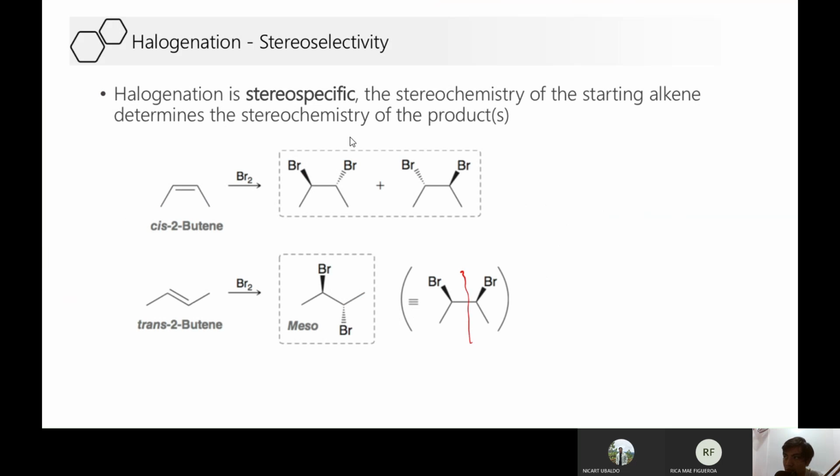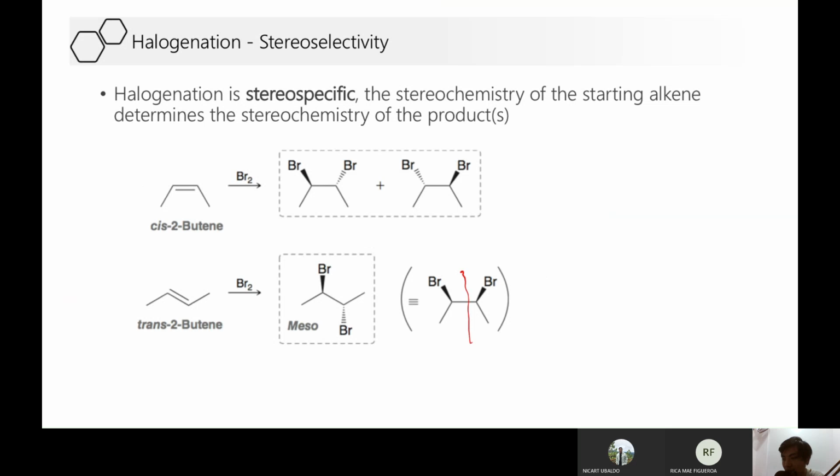So kapag cis, usually meron kang enantiomers, R and S, no? Pero kapag trans, minsan may time na magkakaroon ka ng meso compound. And that is true only if the molecule is ano tawag doon?